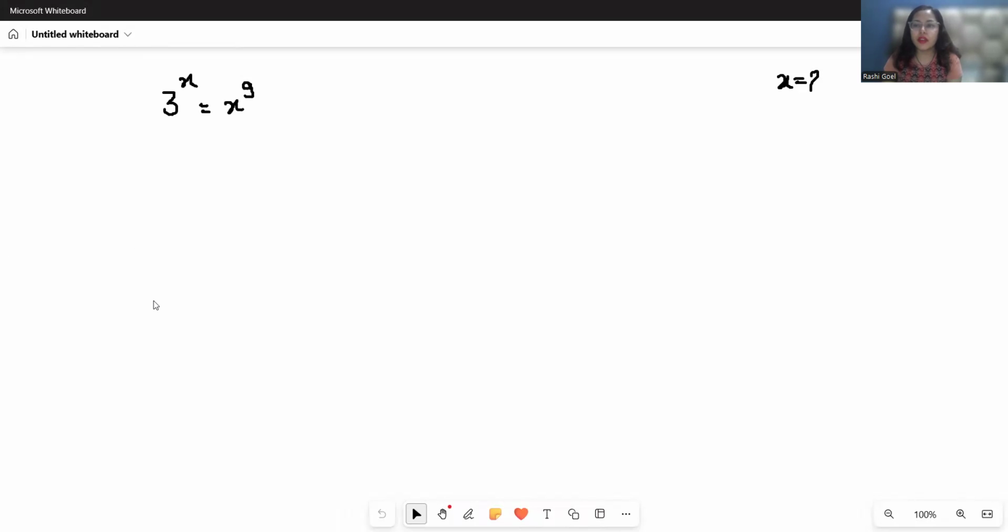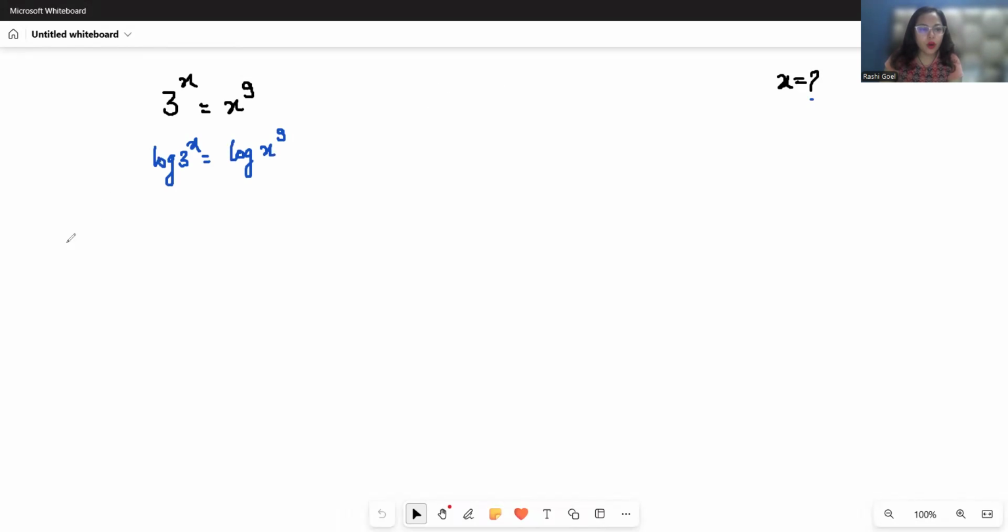So we have given 3 power x is equals to x power 9 and we have to find the value of x. So let's try to solve this. First I'm taking natural log on both sides. So log 3 power x is equals to log x power 9.